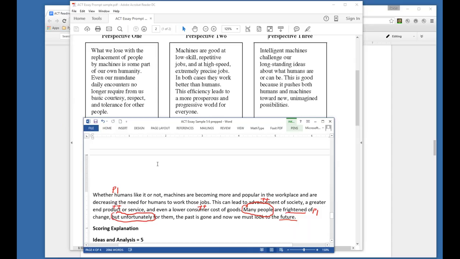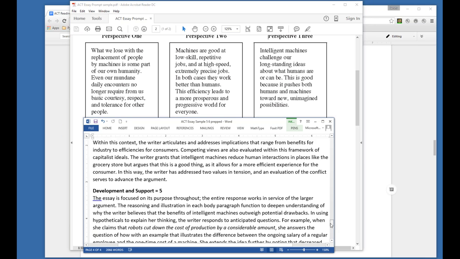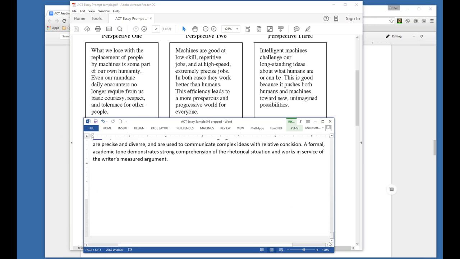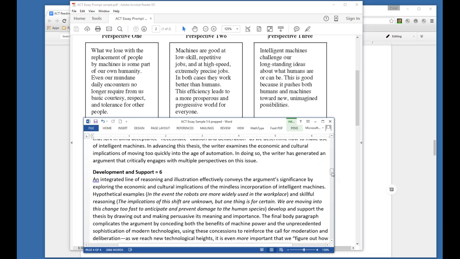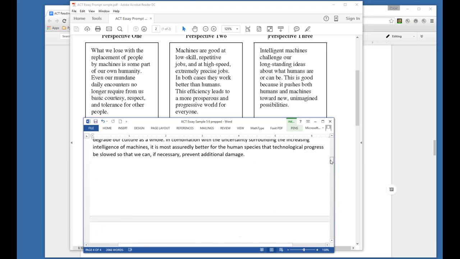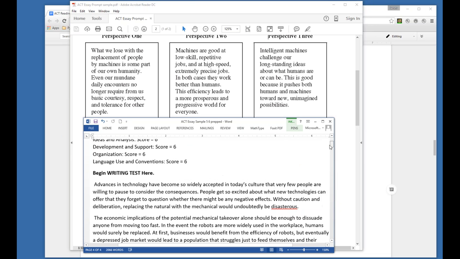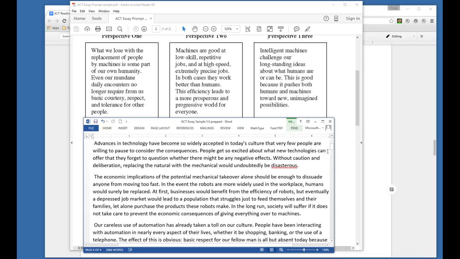Now, we have a couple of minutes. We won't be able to spend as much time on it, but I want to read quickly the next essay. I'm going to read this one here. We won't mark it up, but it's another good essay, and it takes a different point of view.